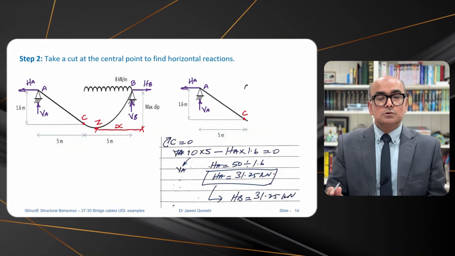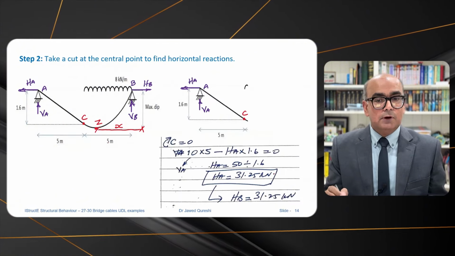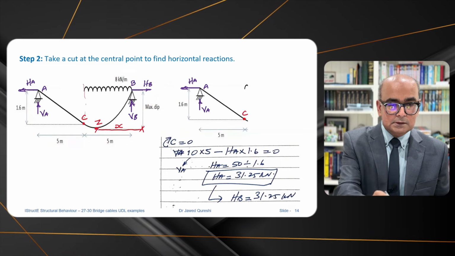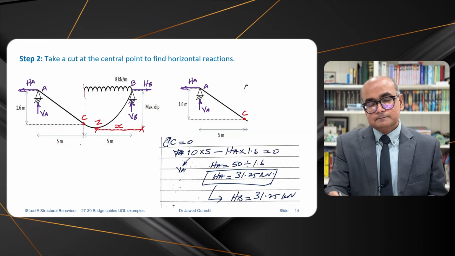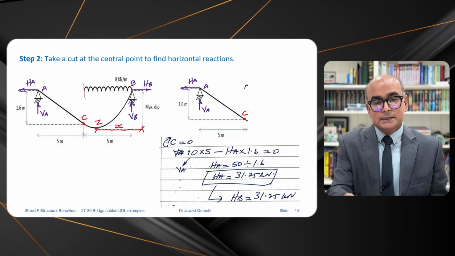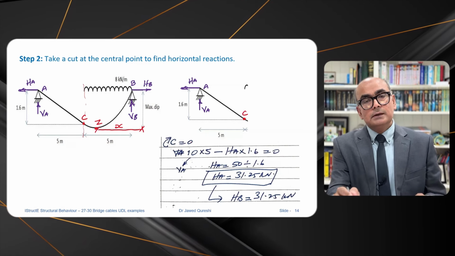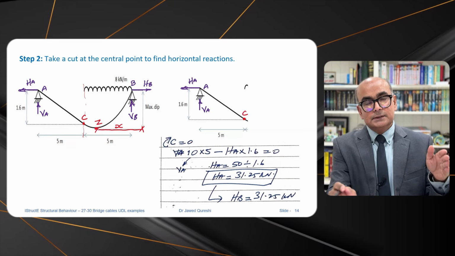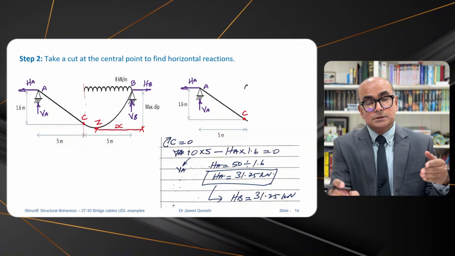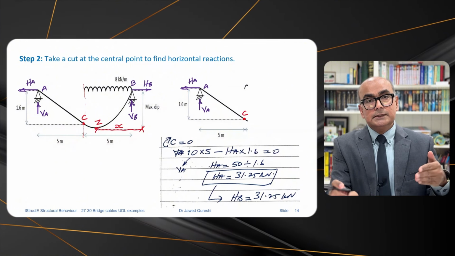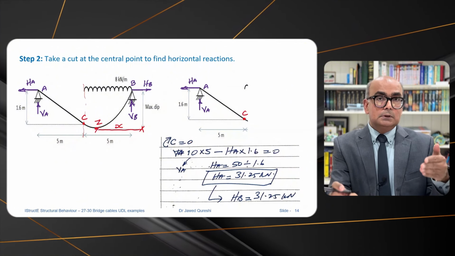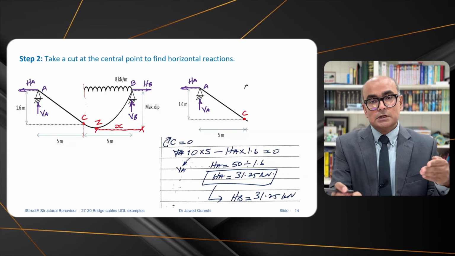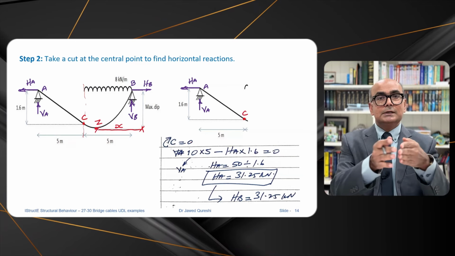The next step is to cut at the central point to find the horizontal reaction. So we have cut it over here at this point, and we say that summation of moment at C is equal to 0, and we are now taking only the left part. And the reason we are able to do it is because at any point in the cable the moment is going to be 0. Otherwise, if it was any other structure, we wouldn't be able to do it in the middle portion.